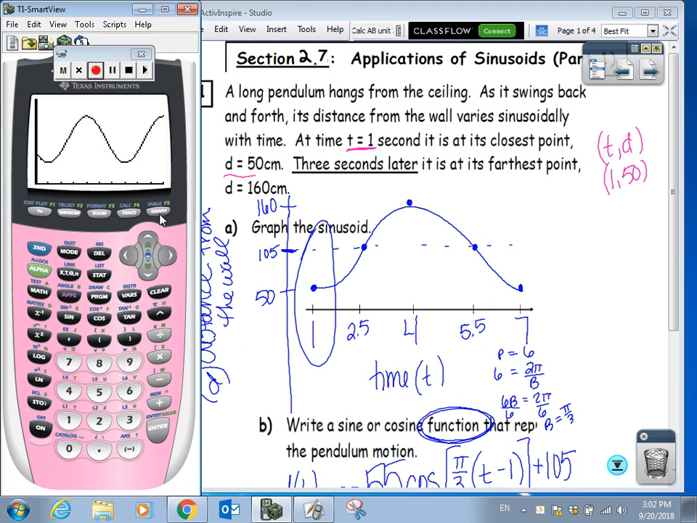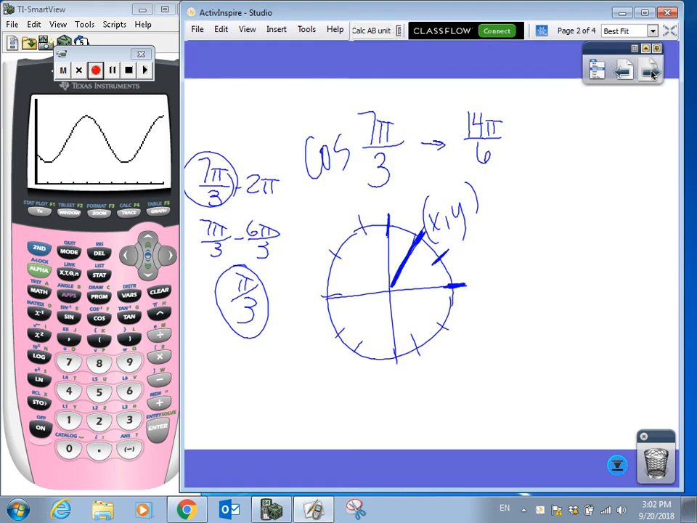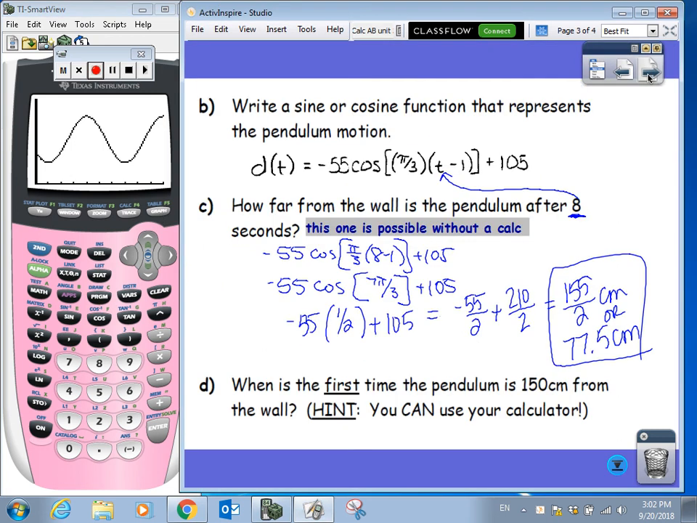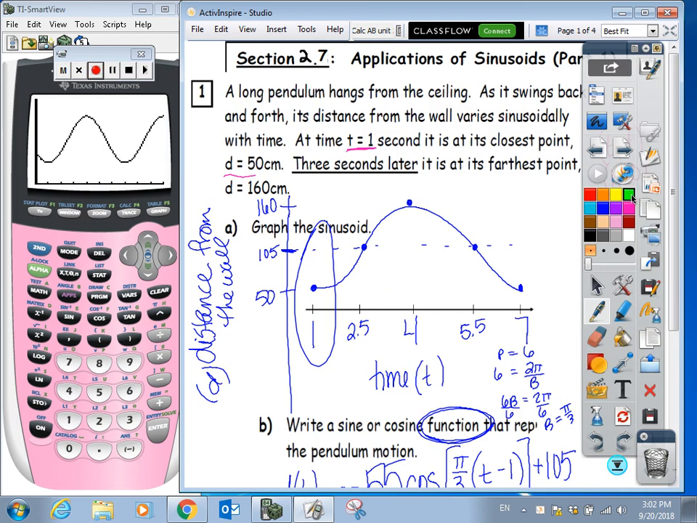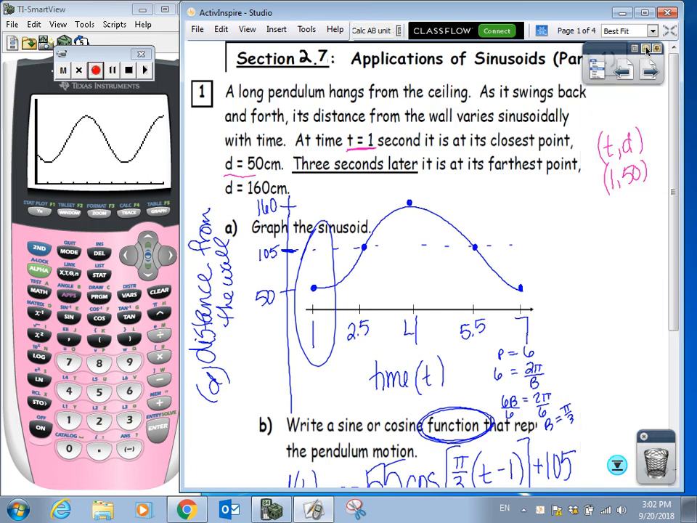Now, the question says, when is the first time the pendulum is 150 centimeters from the wall? So let's look at our graph we drew. Well, here is the first time it's 160. We want to know 150. So 150 is a little bit below.